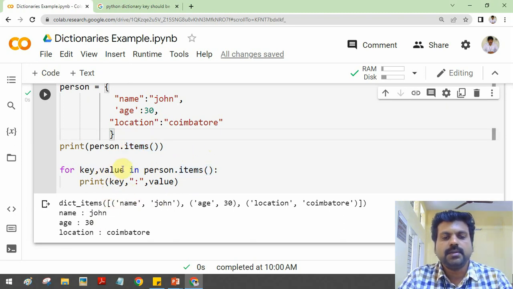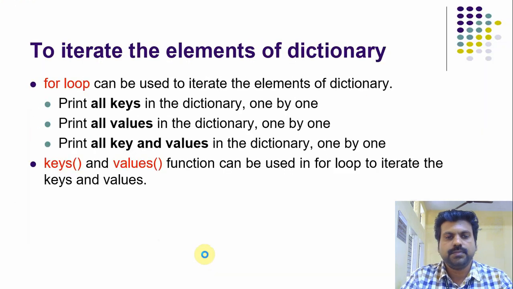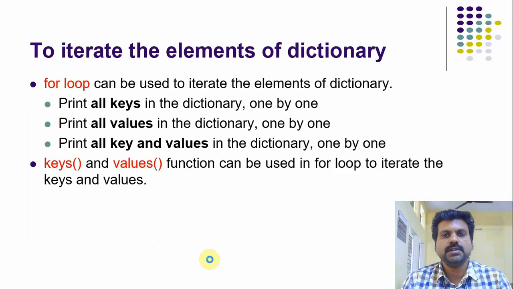We can iterate with two variables, key, value in person.items(), so that the key will be stored in the first variable and the value will be stored in the second variable, so that we can access every piece of data. So next we move on to how to iterate the elements of a dictionary, right? We can also access the dictionary values by using a for loop. Just now we have discussed this. There is a way of accessing all the elements of a dictionary, that's called iteration. We can iterate the elements of a dictionary by using a for loop.